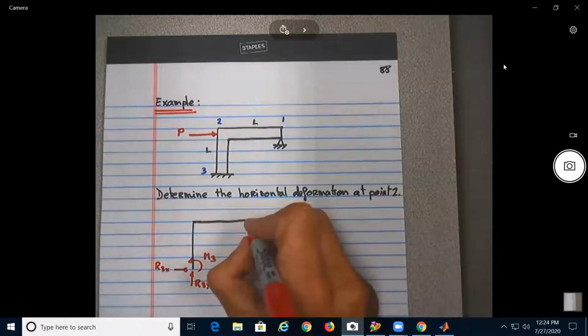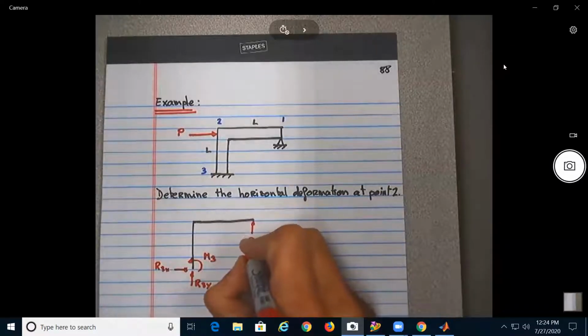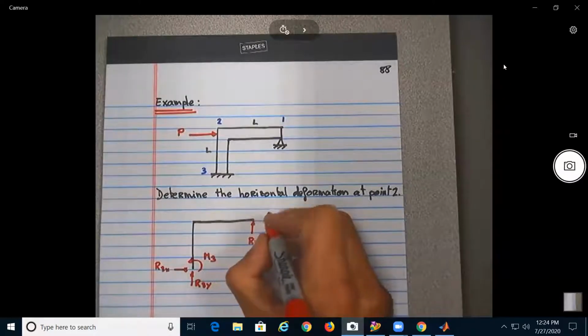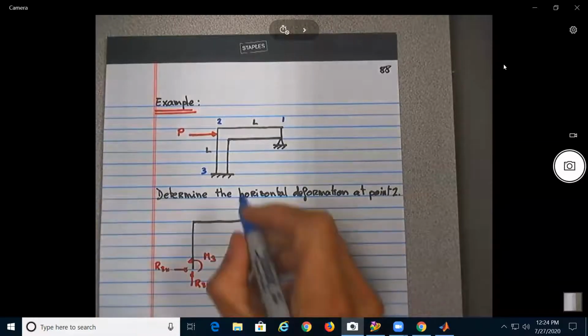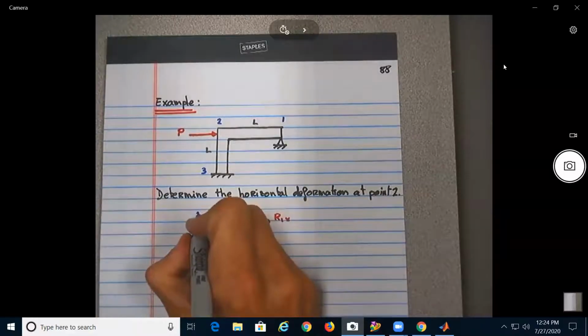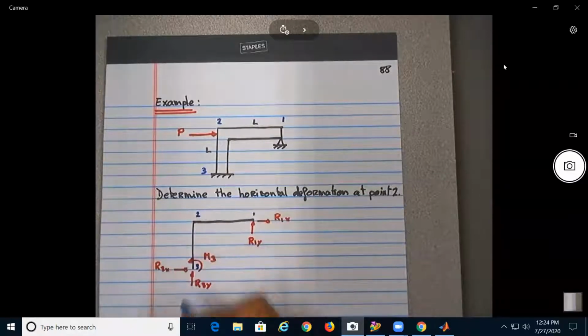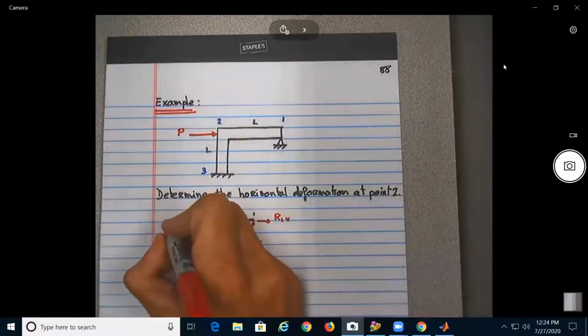And this one here should have R1Y, R1X. Again, this is at the points 1, 2, and 3. And we have here the force P.